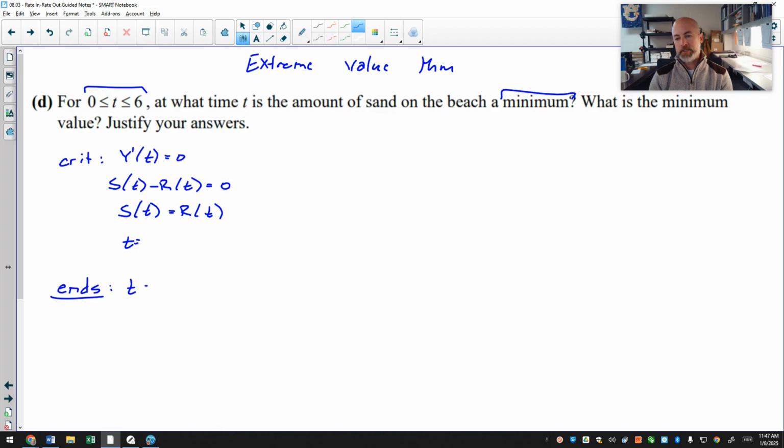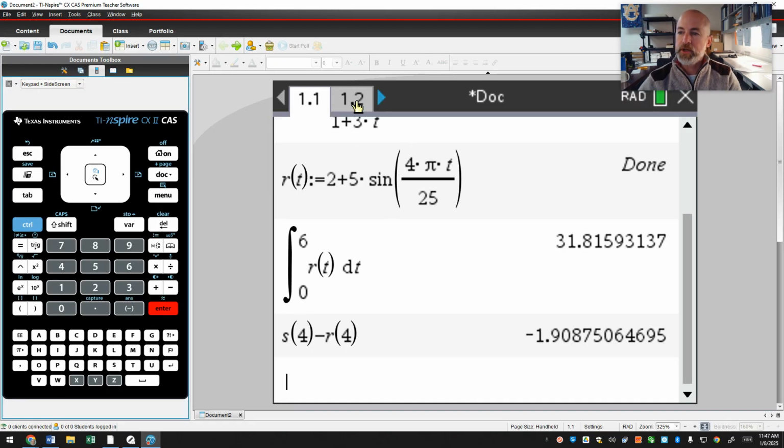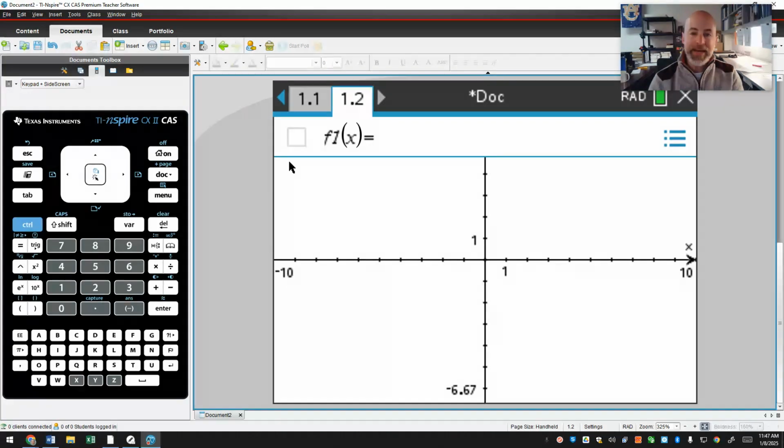My endpoints are explicitly given. That's t equals 0 and 6. And so let's get those critical numbers. This is a calculator problem, so I'm going to solve it graphically. I'm going to go to my graph screen, and because I have these functions stored for s of t and r of t, I can graph them here. But do remember, on your graph screen, everything must be in terms of x. So I'm going to write s of x.